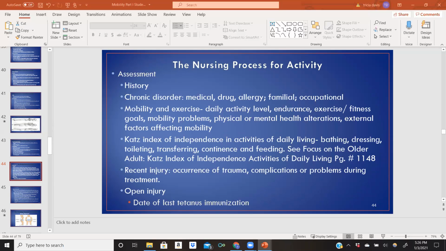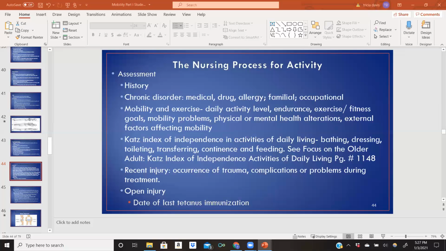What are their mobility problems that would inhibit them from starting an exercise program? What are their physical or mental health alterations? Are there any external factors affecting them from being mobile at home? The Katz Index of Independence and Activities of Daily Living addresses their bathing, dressing, toileting, transferring, continence, and feeding issues. You can read this on page 1148 of your book if you want to take a look at that.